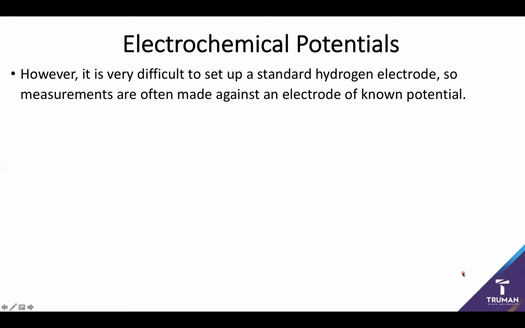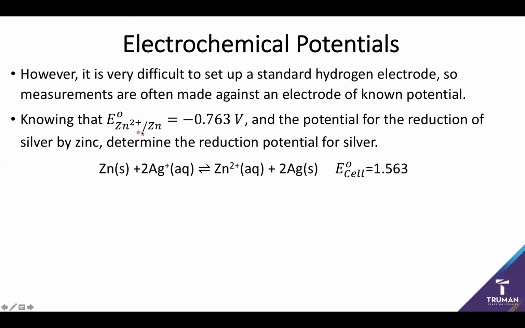Now, one of the problems that we have is I can't exactly set up a standard hydrogen electrode. It involves a lot of flammable gas and some pretty acidic conditions because I've got 1 molar protons and I don't like working at a pH of 0. So one of the common things you can do is set up a different sort of electrochemical cell where you set up the reaction of interest against an electrode of known potential. So let's say I know the potential of my zinc electrode reaction. It has a reduction potential of negative 0.763.